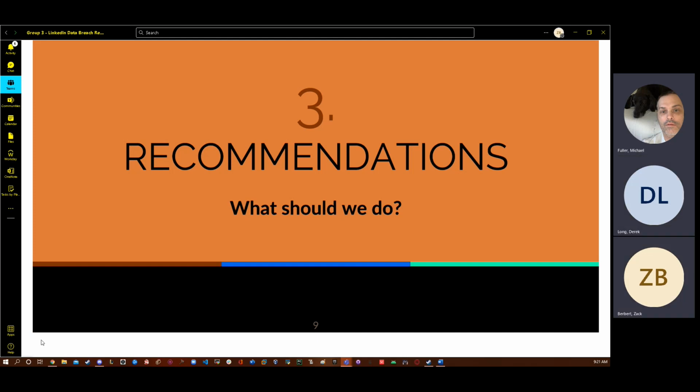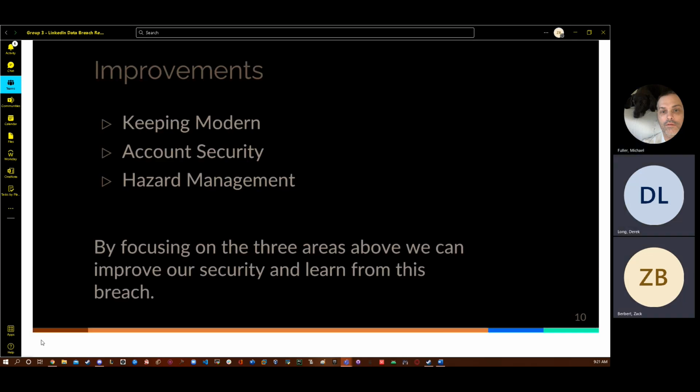All right. So for the recommendations of what we should do at our company to keep it changed, there are just three major points. Keeping modern. What this amounts to is modernizing the security policies. As we talked about, they were using an older SHA hashing, and they didn't hash properly or salt their passwords at the time. That is the standard norm now for companies. So as long as we keep our policies modern, that'll improve upon that point.